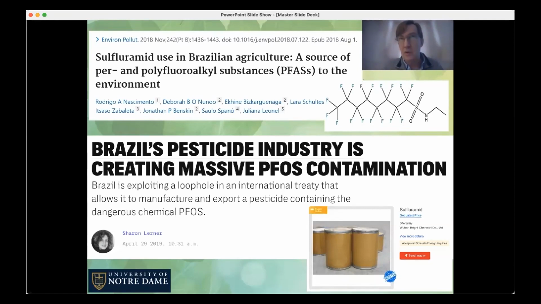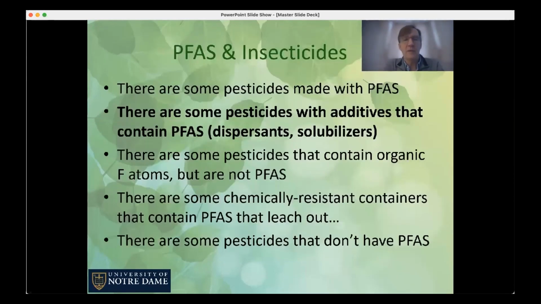They're not supposed to be manufactured here, but it's not quite clear what the import-export regulations are. More likely is that some of these pesticides have additives that contain PFAS. And this would be if you're going to take an aerosolized PFAS, you might add a dispersant to it or a solubilizer.